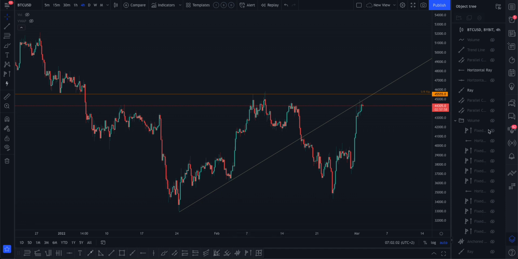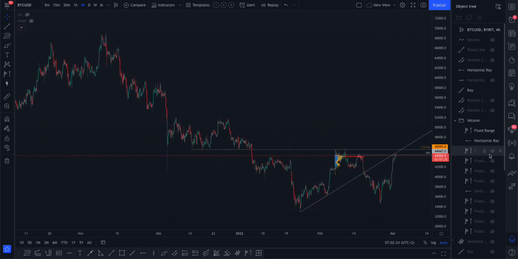Okay, and then the next thing that we need to look at is these ranges. So you can see we're just trying to stay above that point of control, and then there's the value area high. So we've just been bouncing around there. So we've got a bit of resistance up ahead. I'm just going to put that value area high in there, and then there's another fixed range that corresponds with that.